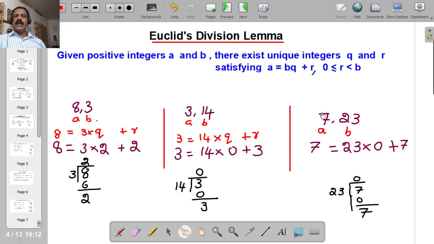Now we are given another two integers 7 and 23. So A is equal to 7 and B is equal to 23. We have to divide 7 by 23. We cannot take 23 from 7, so the quotient will be 0. 23 times 0 is 0, so 7 minus 0 is 7, so the remainder is 7. So 7 is expressed as 23 times 0 plus 7.